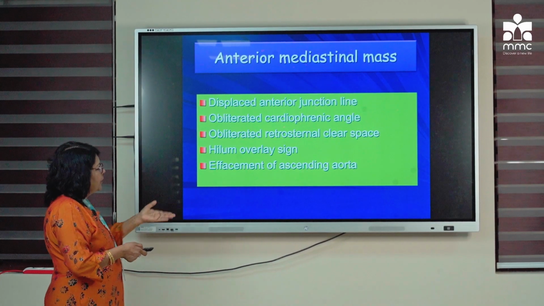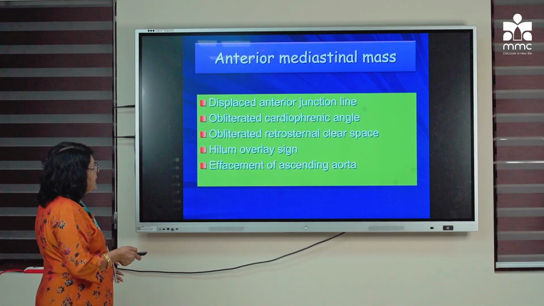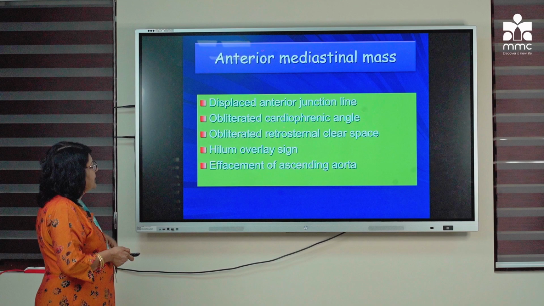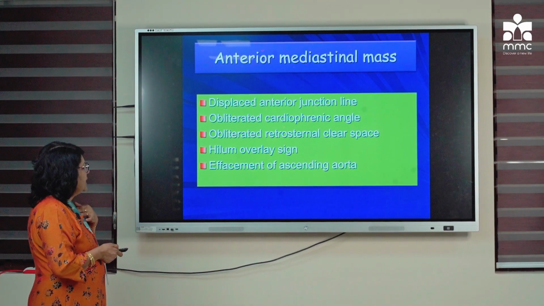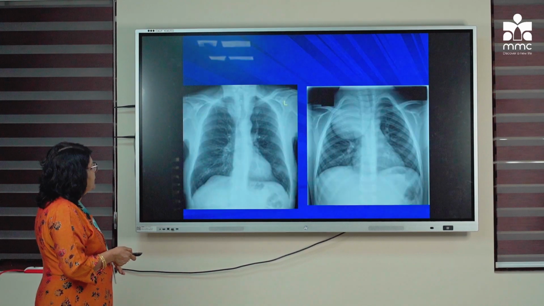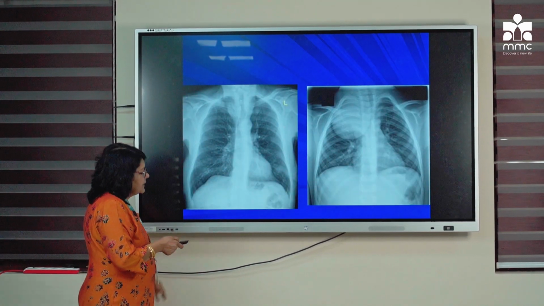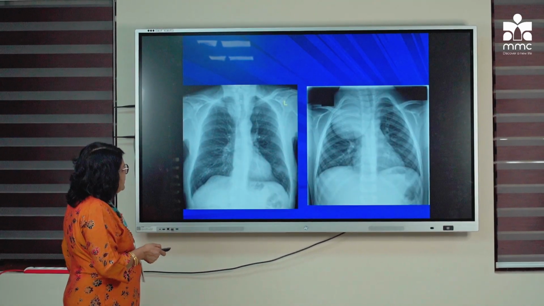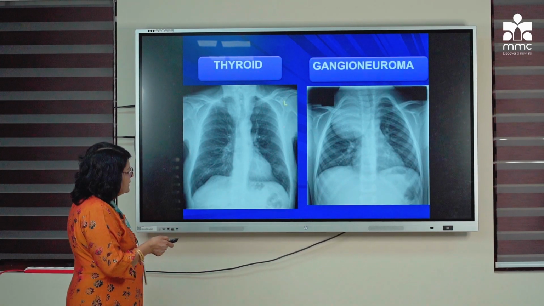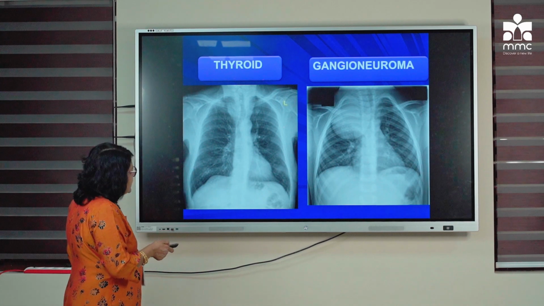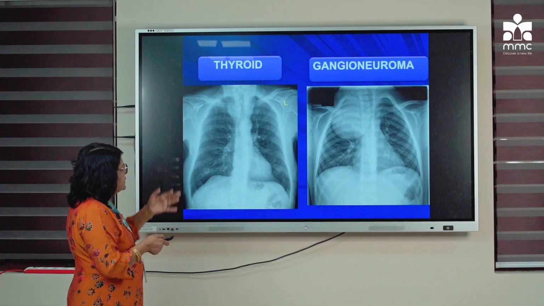So I already told you how to describe a lesion in the anterior mediastinal mass: displaced anterior junction line, obliterated cardiophrenic angle, obliterated retrosternal clear space, hilum overlay sign, and effacement of the ascending aorta. So this is a lesion in the anterior mediastinum. There is the thyroid gland coming from the neck. This is a posterior mediastinal lesion going above the clavicle, indicating a lesion in the posterior mediastinum extending to the neck.